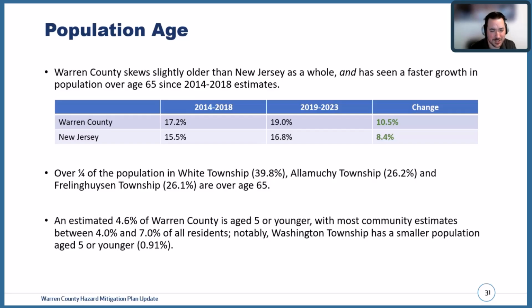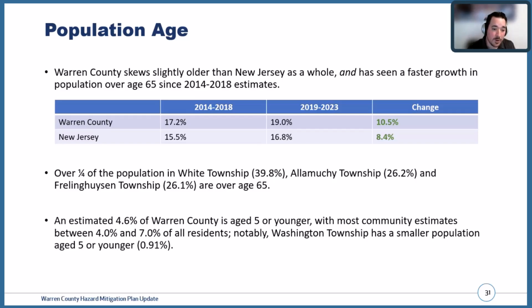Over a quarter of the population in White Township, Alamucci, and Frelinghuysen are 65 and older. White Township has roughly 40%, which is the highest compared to Alamucci and Frelinghuysen, which are around 26%.